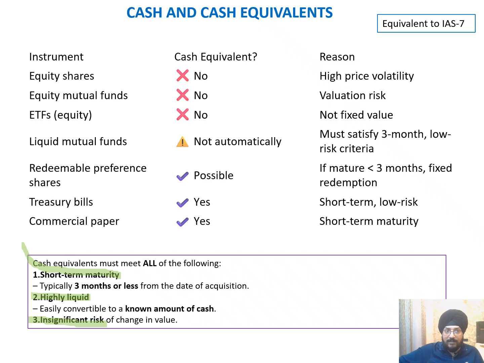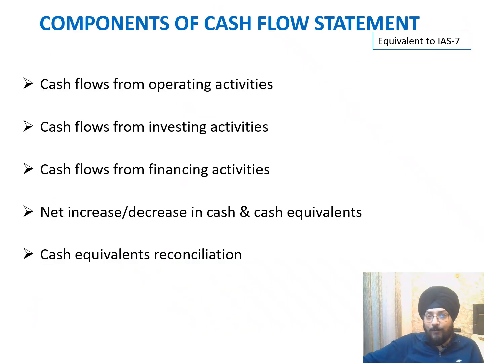So let's move to the next slide then. Components of the cash flow statement. So what are the components of the cash flow statement? Cash flow statements should definitely show the cash flow from the operating activity, we are going to speak about it in the coming slide, cash flow from the investing activity, and cash flow from the financing activity. Apart from that it should show the net increase or decrease in the cash and the cash equivalent and the final cash equivalent reconciliation.